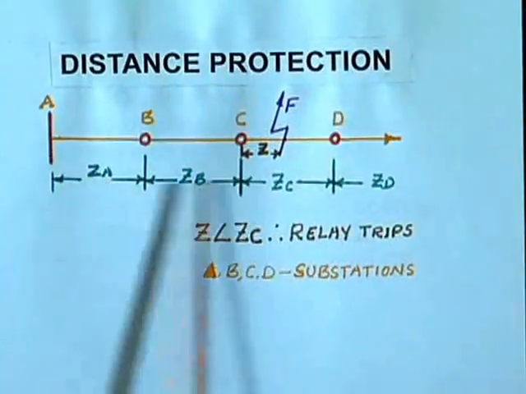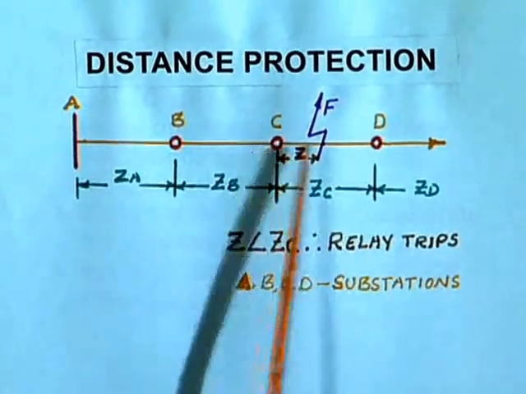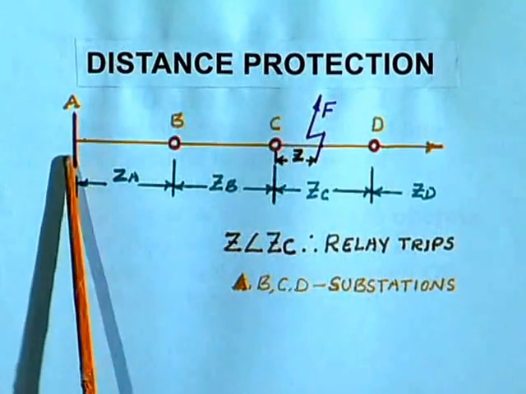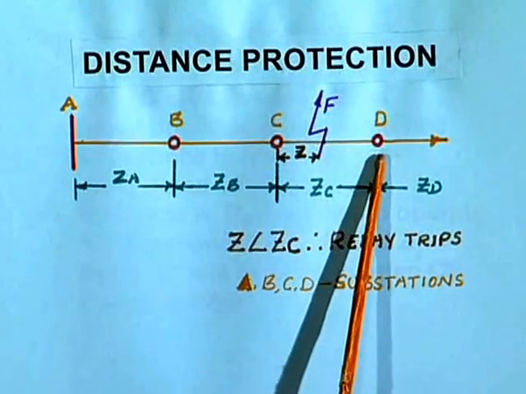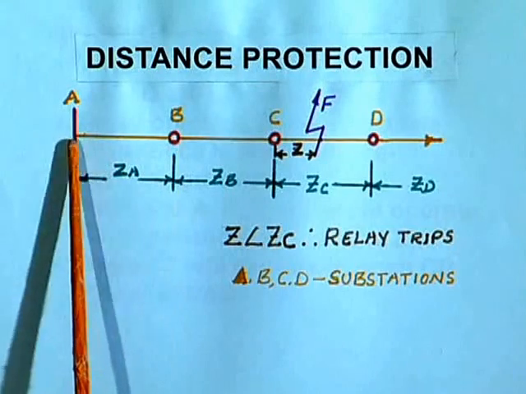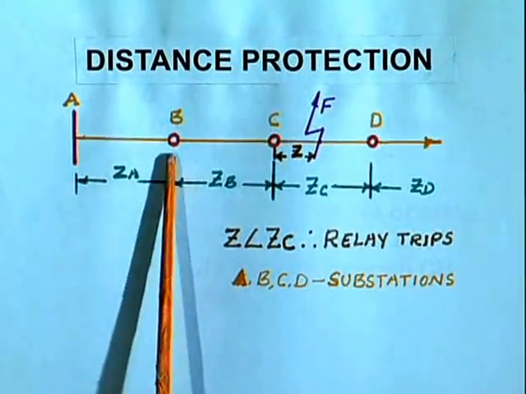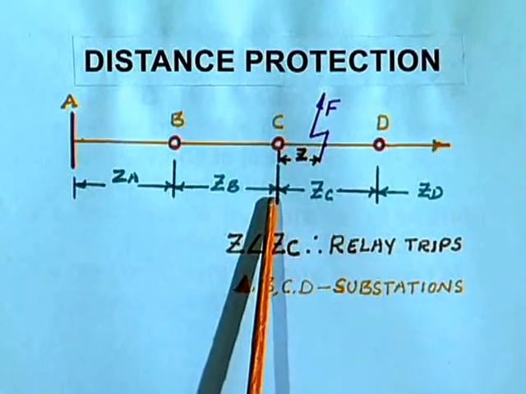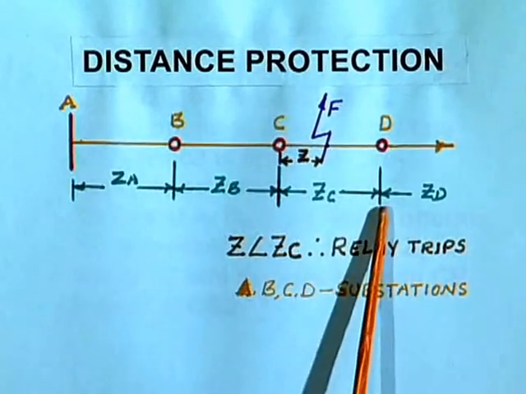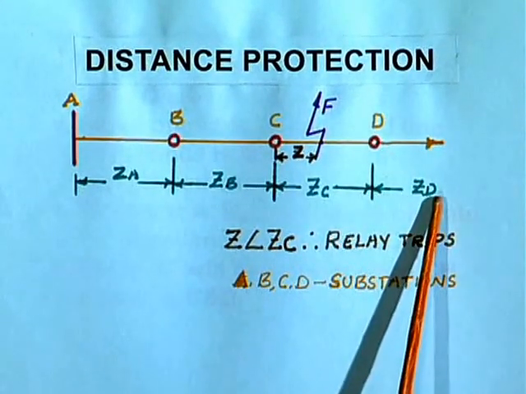Now, you can see distance protection through the figure. This A is the power station, B, C, D are the substations. The power station is feeding different substations. I have taken only one line, and from A to B, that is power station to substation 1, the measured impedance is ZA, and B to C the measured impedance is ZB, C to D the measured impedance is ZC, D to E the measured impedance is ZD.